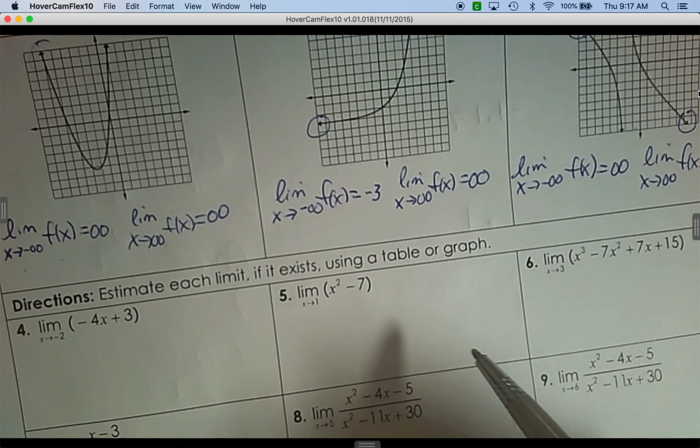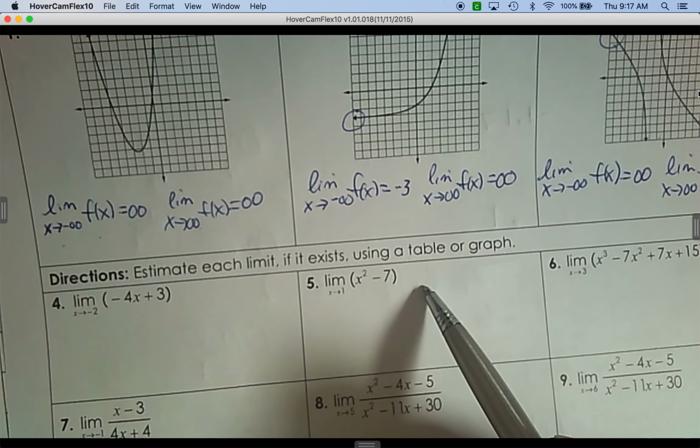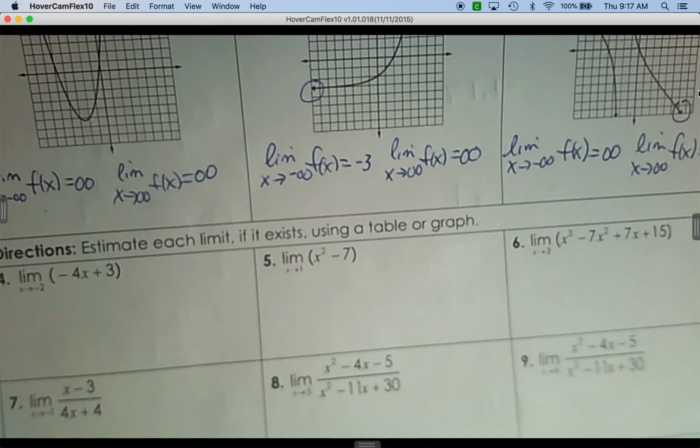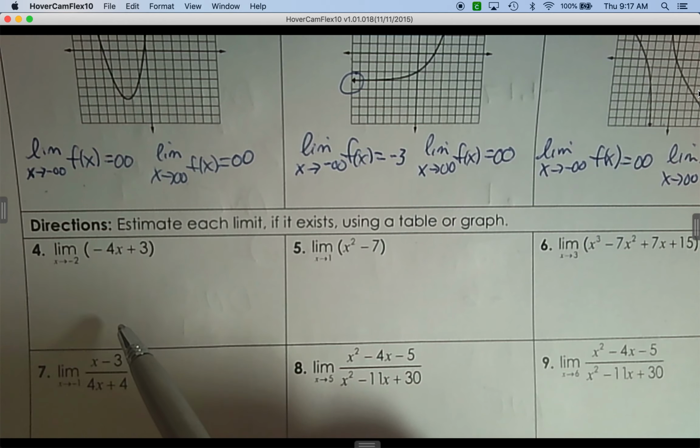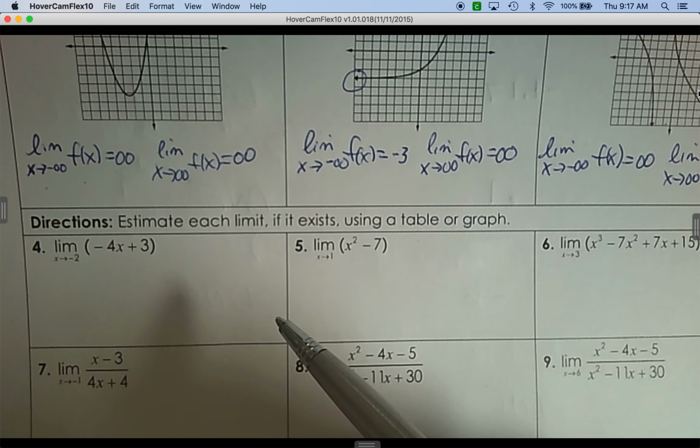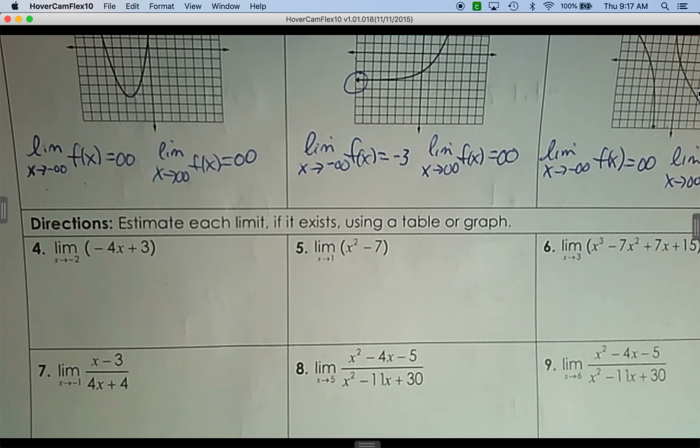All right, number 4. Can you estimate each limit using a table or a graph? What I did say for the last question is we're going to understand that for these situations, if you can do a substitution and get the answer, so be it. But we are going to do it off a graph and so on.